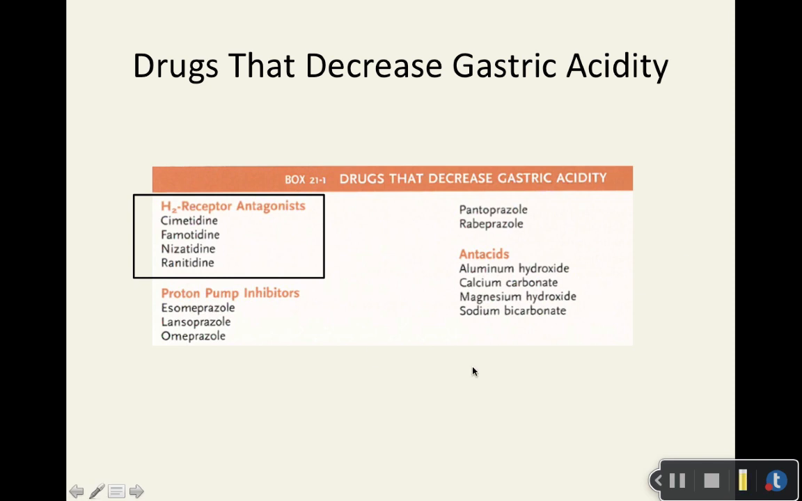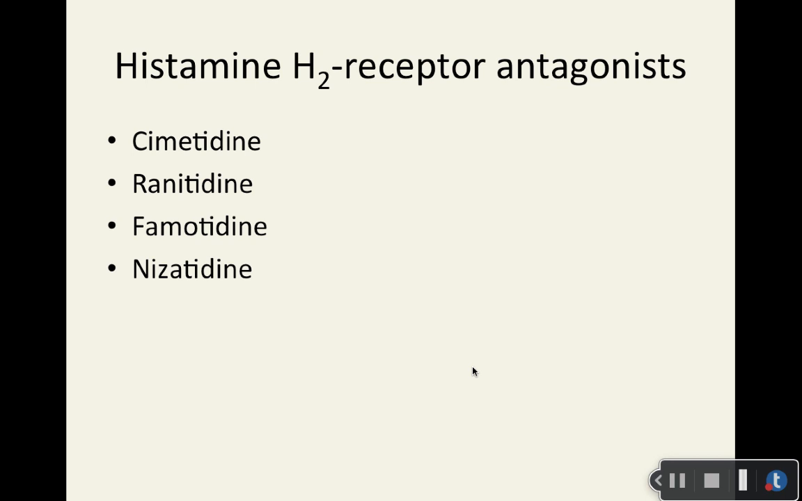And then again, these are over-the-counter medications, and some of them are, and then some of them are also prescription only. First off, we have the H2 blocker, so histamine 2 receptor antagonists.